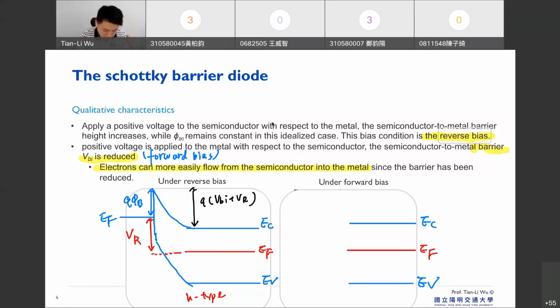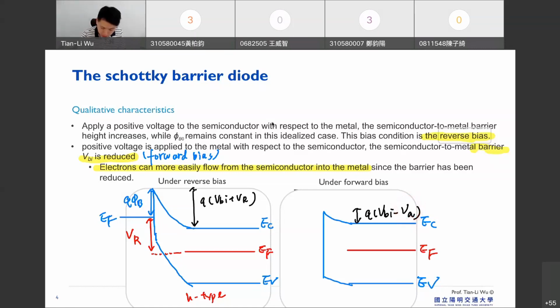Okay, sorry. So in the case under the forward bias here, the barrier for sure will be reduced. So it's still the same, and therefore the barrier height is Q(VBI minus VA). So that's the forward bias we apply. That means our barrier will be reduced by this applied voltage here.